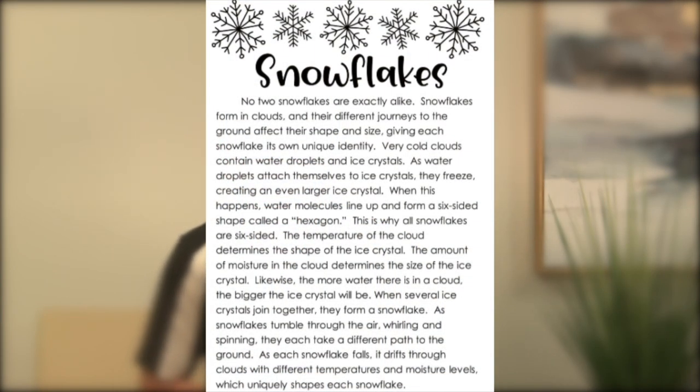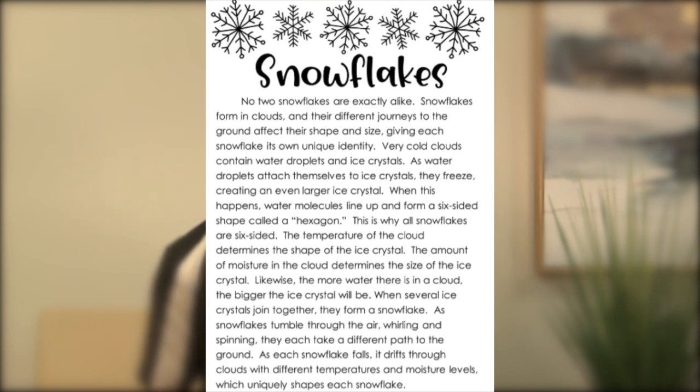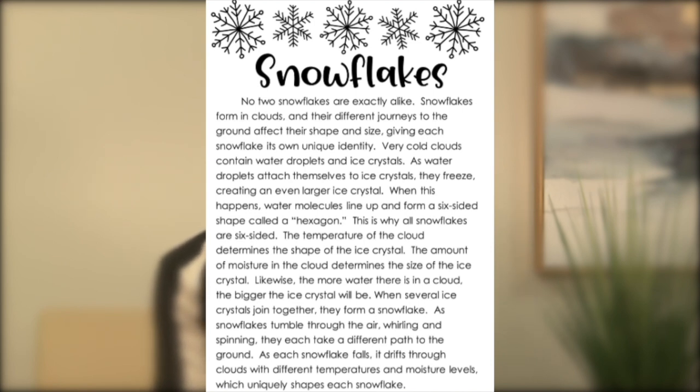For our next example, we're going to look at a quick article that was written by Kim Miller. This article is about snowflakes. Snowflakes. No two snowflakes are exactly alike. Snowflakes form in clouds, and their different journeys to the ground affect their shape and size, giving each snowflake its unique identity. Very cold clouds contain water droplets and ice crystals. As water droplets attach themselves to ice crystals, they freeze, creating an even larger ice crystal. When this happens, water molecules line up and form a six-sided shape, called a hexagon. That is why all snowflakes are six-sided.